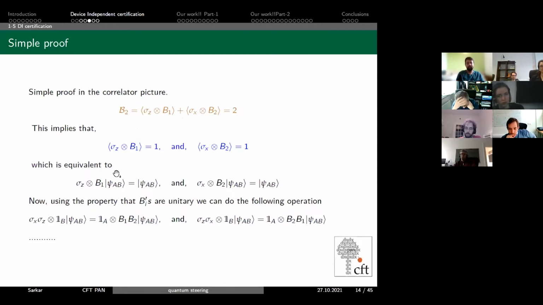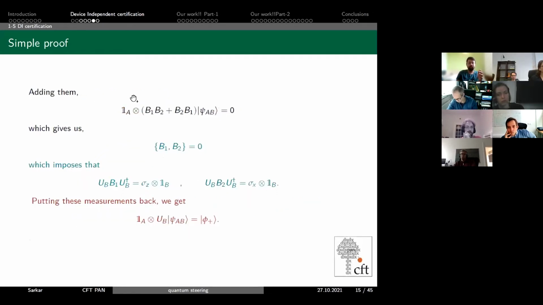So this implies that each of these terms is 1. Now let's say that there is some state psi AB, which is shared between Alice and Bob, and then you can say that this equation holds from here and also this. Now you do a simple operation of multiplying with sigma z on both sides, and because the Bi's are unitary matrices, you can do an operation like this. And then what you can prove is that over the support of Bob's Hilbert space, you have a condition like this, that the anti-commutator of B1 and B2 is actually 0.